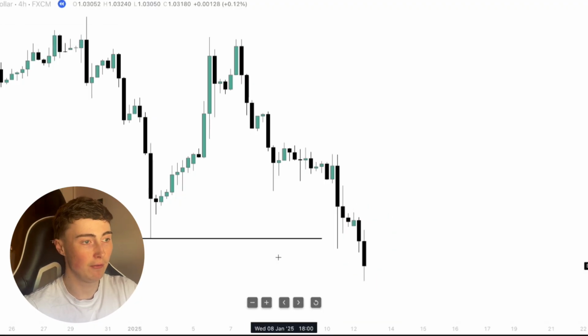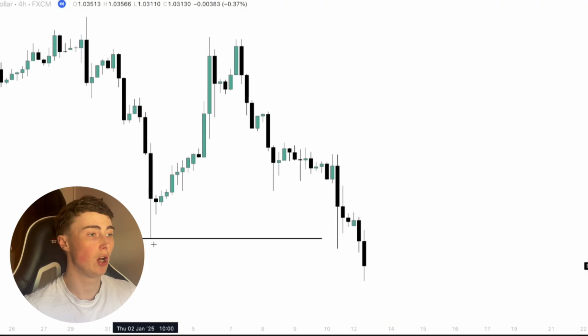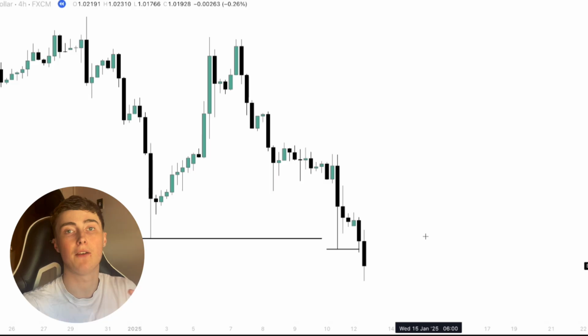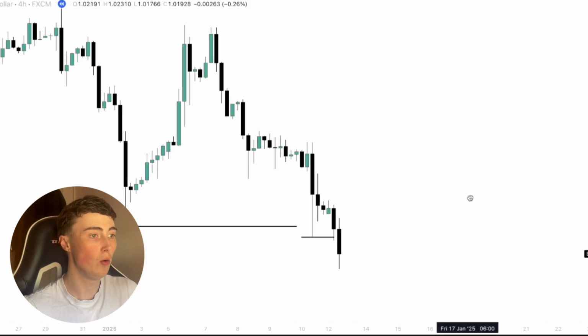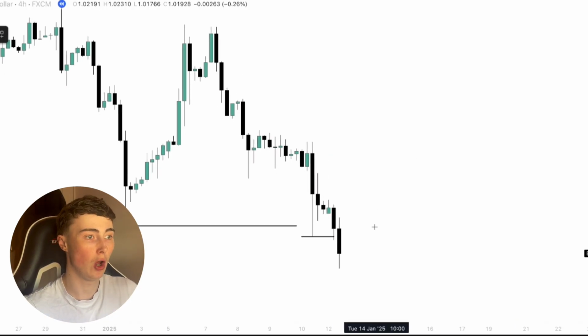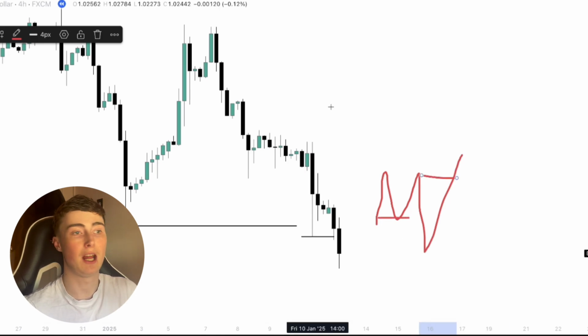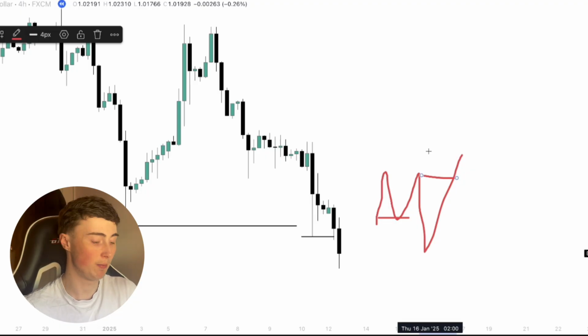Okay, now we have the sweep of liquidity, whether you want to class it as this low here or this low down here. We have the sweep, but we still don't have the CSD. And we know price forms a low with a sweep of liquidity and a CSD.